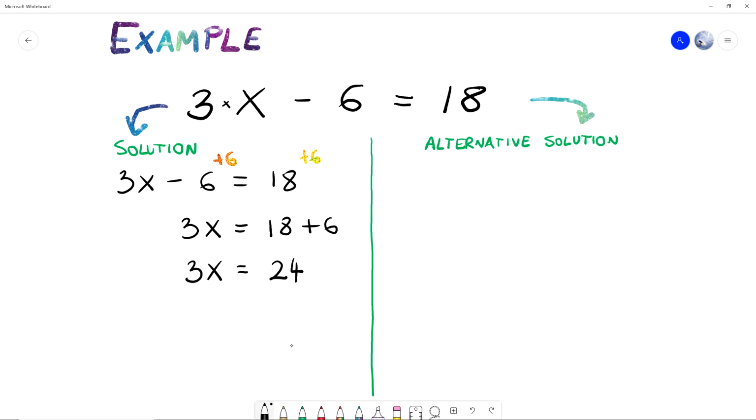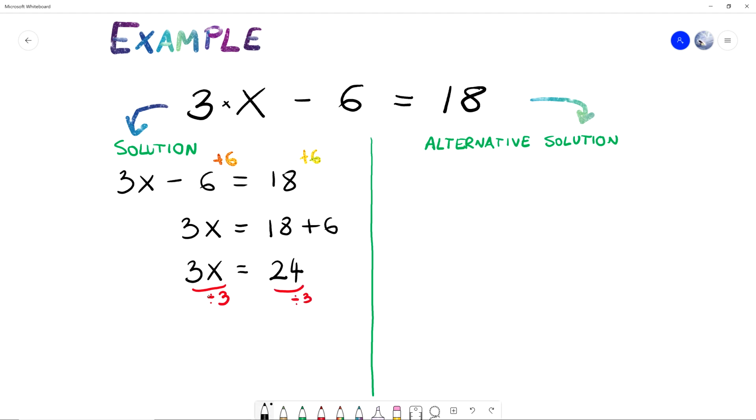And then how can I solve an equation of this type? Maybe by 3. So I get rid of this 3 here. By 3, yeah. So I can divide by 3. I can divide by 3 here.